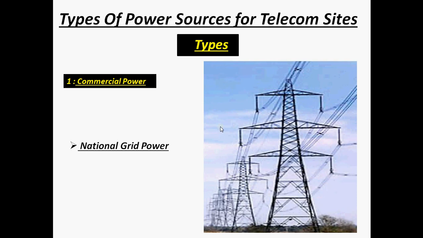So number one is commercial power. It is also called the national grid power of a country. For sites located in urban areas or anywhere in a country where national grid power is available, it is mostly used as the main power source for a telecom site.